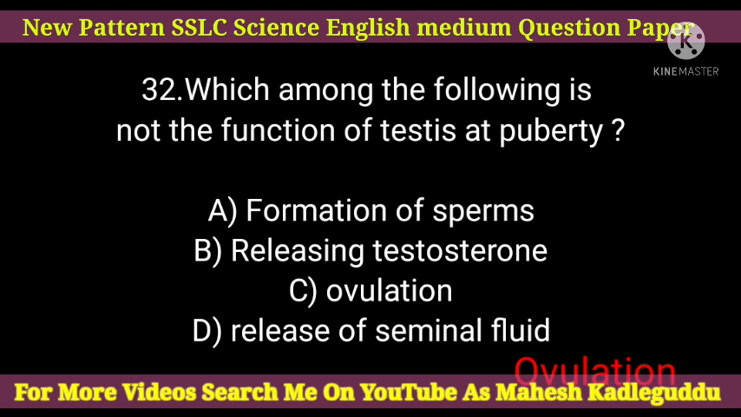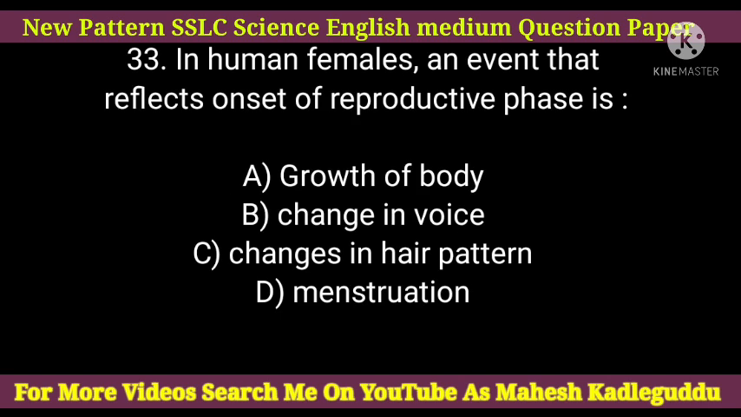Next, 33 question number. In human females, an event that reflects onset of reproductive phase is growth of body, change in voice, changes in hair pattern, menstruation. Among these, in human females, an event that reflects onset of reproductive phase is menstruation.